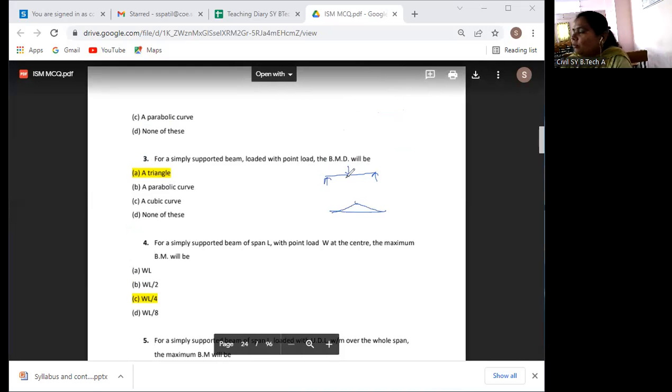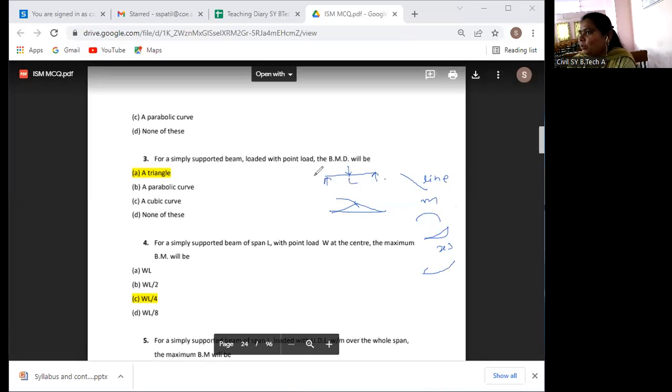So for point load, the diagram is linear. For UDL, the diagram is parabolic, and for UVL, or if x is raised to power 3, then cubic polynomial. Please remember. So for a simply supported beam with point load, the diagram is a triangle. After that, next question. For a simply supported beam of span L.